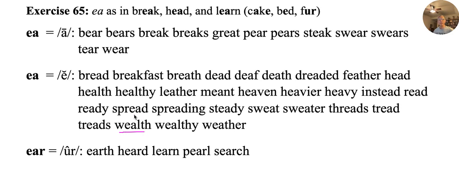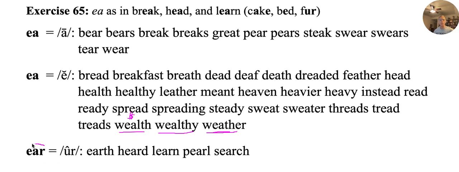Wealth. This is money, and a person that has a lot of that is called a wealthy person. And the next word is weather. What is the weather like outside?